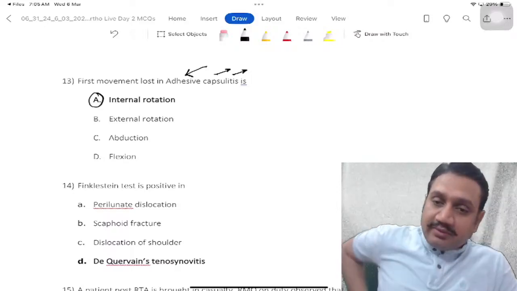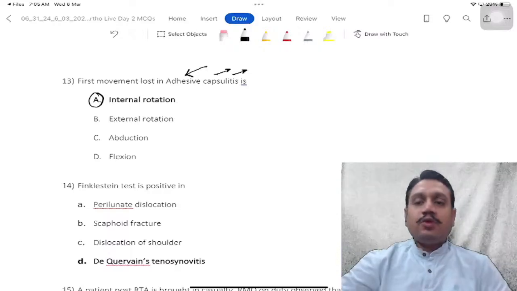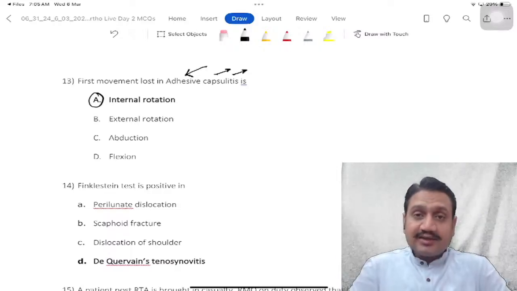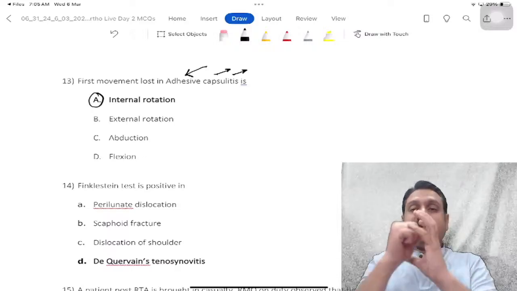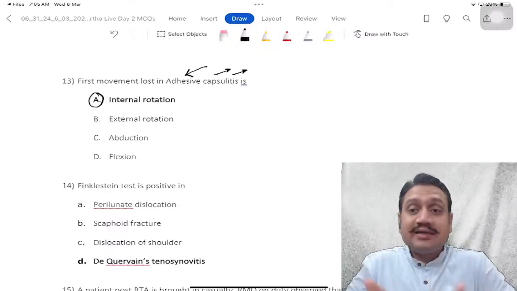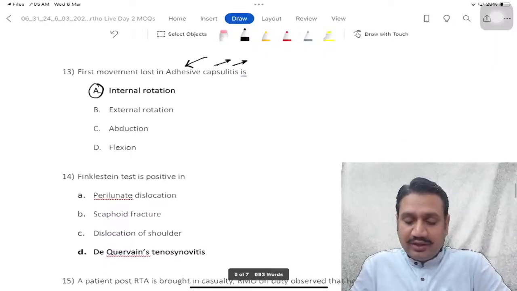The patient won't be able to keep the hand on the lower back, right? The patient won't be able to keep the hand on the lower back. That is what is lost. And we have understood the logical reason also with that. Head of humerus, glenoid, capsule, and next to that is subscap. That's why it is getting involved.